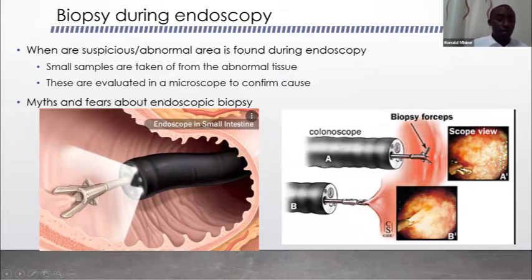Now you can see this device here is the biopsy forceps. It's pushed through the scope and opened and used to pick a sample of tissue. In the other image, you can see the actual photo of the wire. And here in image B on the right, you can see the forceps is actually picking a bit of tissue.